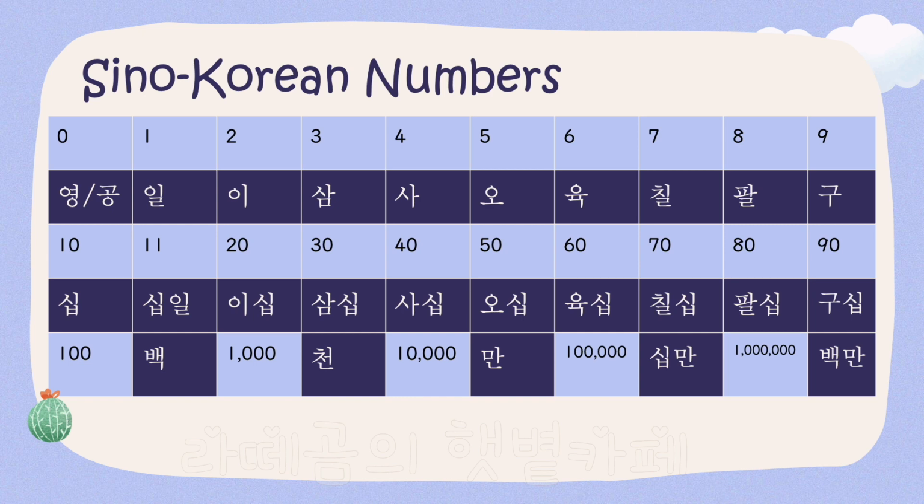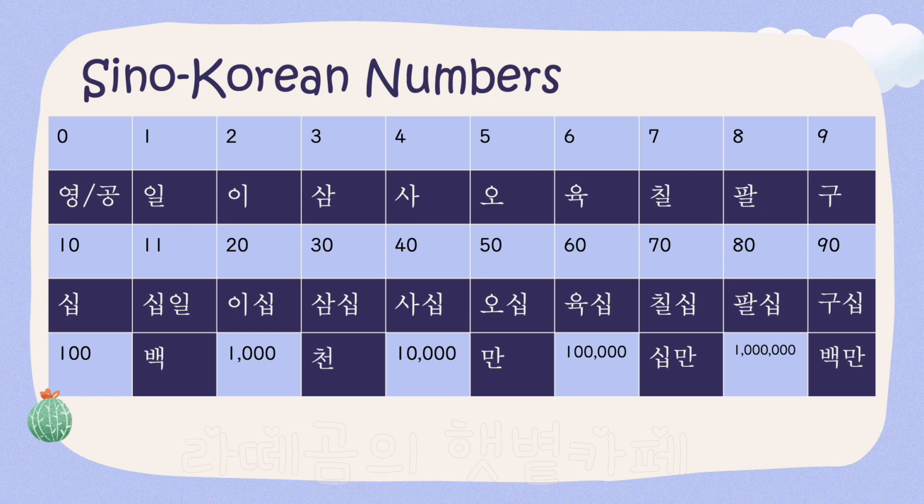30 is 삼십, 40 is 사십, 50 is 오십, 60 육십, 70 칠십, 80 팔십, and 90 구십. Now once we get to 100, 1000, and the bigger numbers, we will still use the exact same formula, but with these new numbered terms. So 100 is 백, 1000 is 천, 10,000 is 만, 100,000 is 십만, and 1 million is 백만.